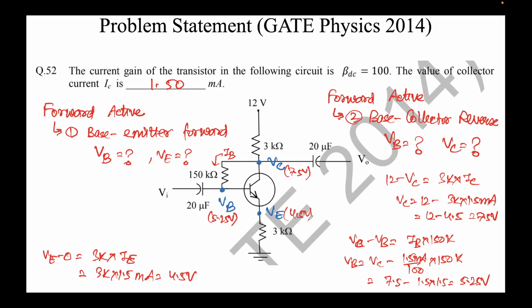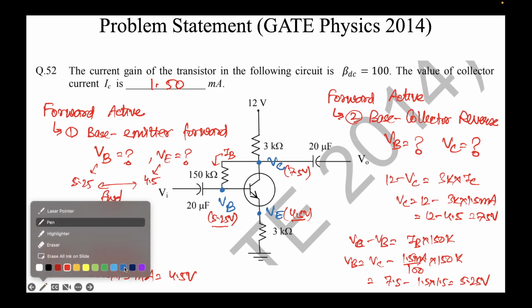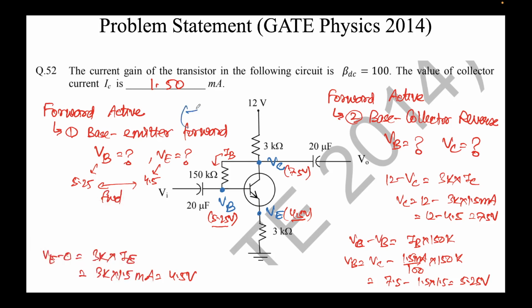Now let's check the base emitter PN junction. Note that the base is P type and the emitter is N type. So the base is at a higher potential, 5.25, compared to the emitter, which is 4.5. So clearly this is forward biased. Hence our first assumption is true.